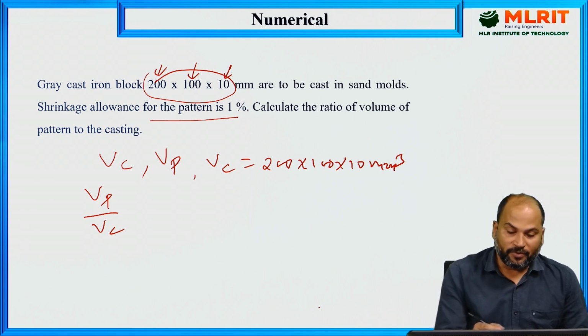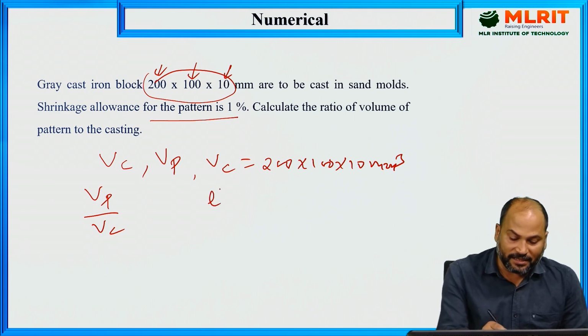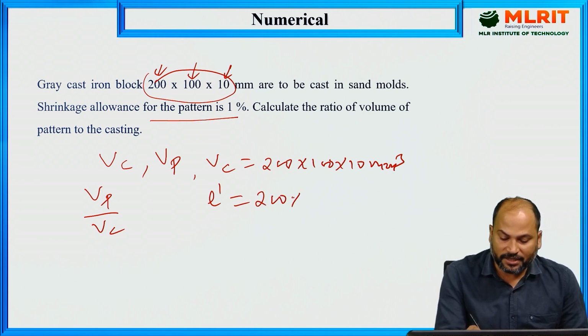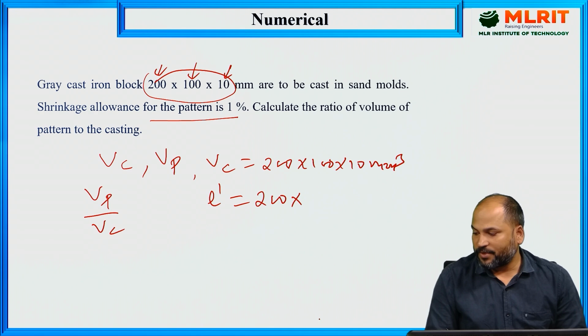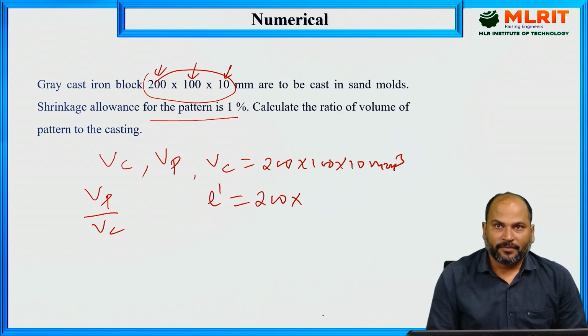So what will be the length, that is, the changed length after shrinkage? This will be simply 200, and 1% of shrinkage is there. 1% of shrinkage means, if we are taking 1 upon 100, it will be 0.1.